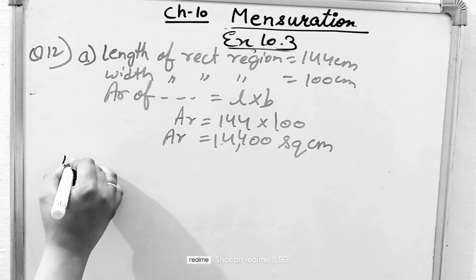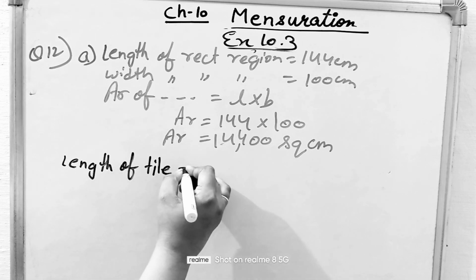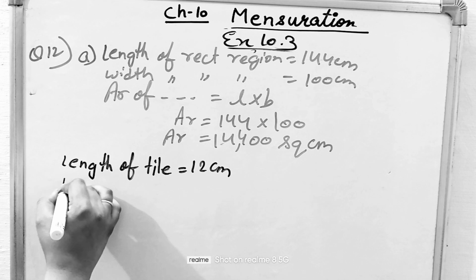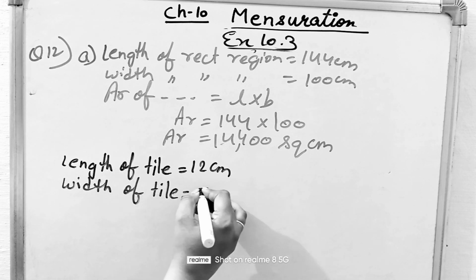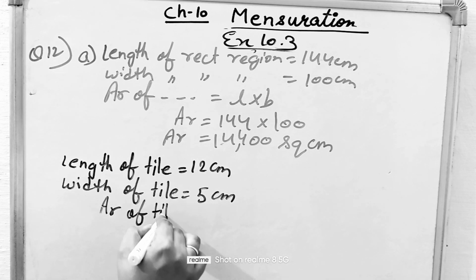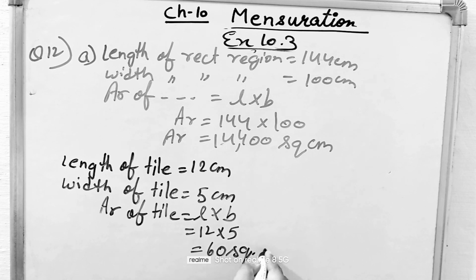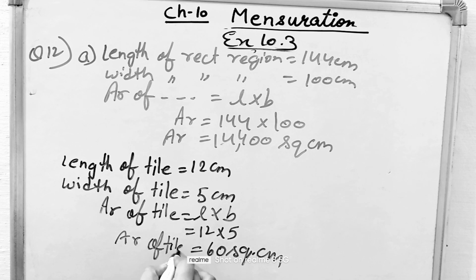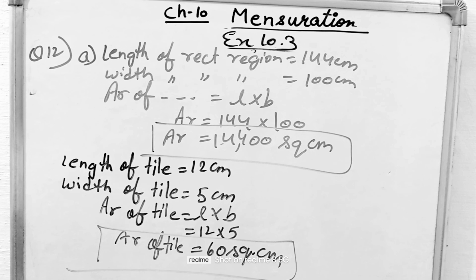Now come to one tile. So length of tile is 12 centimeter. Width of tile is 5 centimeter. And area of tile is length multiply breadth, 12 multiply 5. This is 60 square centimeters. Right?